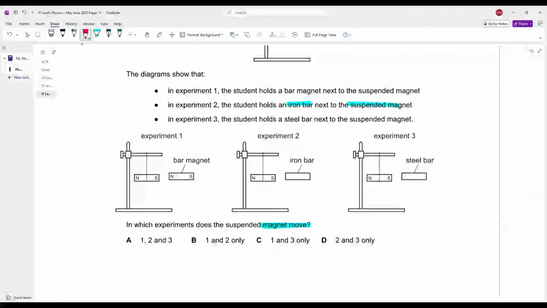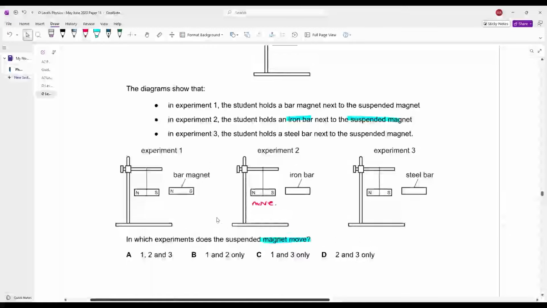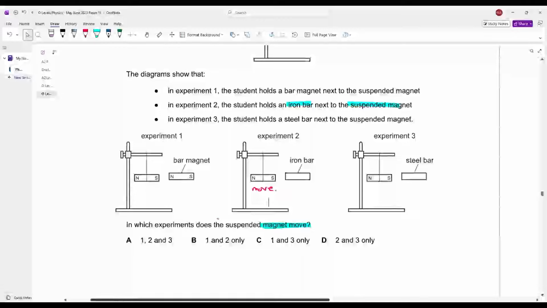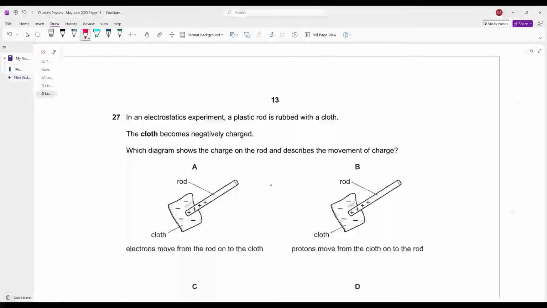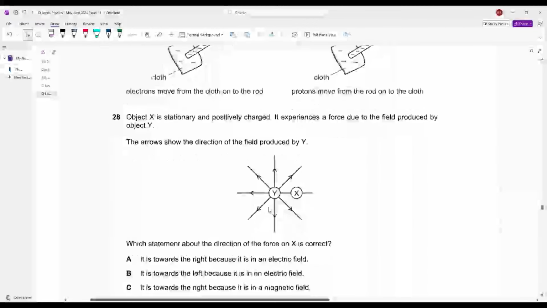भाई किस experiment में आपका ये जो suspended magnet है, ये वाला जो thread से लगा हुआ है, ये move करेगा? If you realize, जब आप बार मैग्नेट लाओगे then it will move because north and south will attract. When you bring an iron bar close to it, this will become north south, it will also attract. When you bring a steel bar close to a magnet, it will also either attract or repel. It will move. 26 का answer is A. Let's move on to question 27. This has been excluded from the recent syllabus, so yeah, skip this.